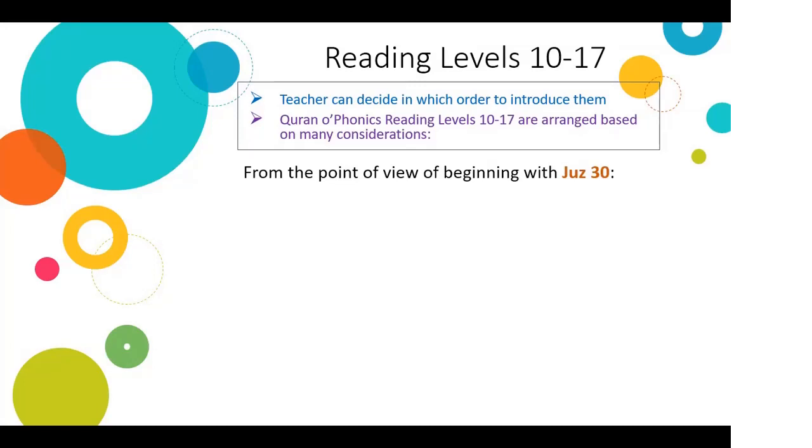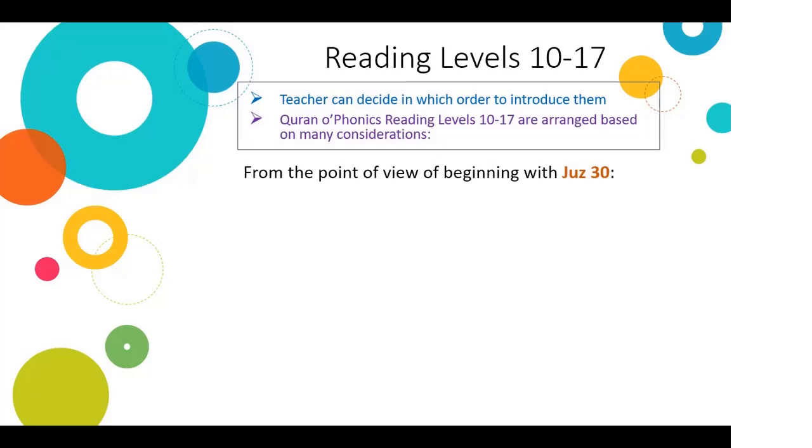Now, coming to reading levels 10 to 17, I told you up till reading level 8 are the essential rules for reading. Then in reading level 9, you bring them onto the Holy Quran, the big one. And then slowly and gradually, you introduce reading levels 10 till 16, and 17 isn't really a reading level, but I will tell you about that.